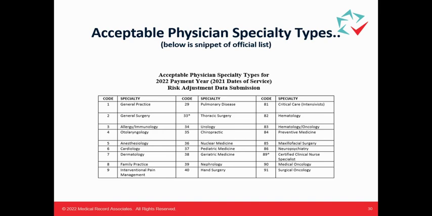Chiropractors, all the different specialties. But some providers' billing for their services is not put into the risk adjustment data bank, so to speak. You can still bill for them, you can still get paid for them, but the diagnosis codes from a non-acceptable physician specialty won't be calculated in the risk adjustment score.